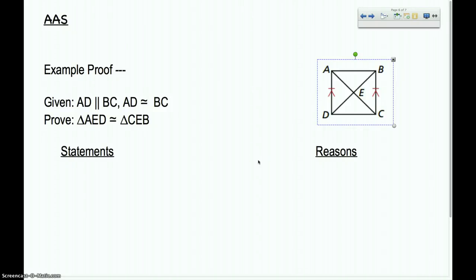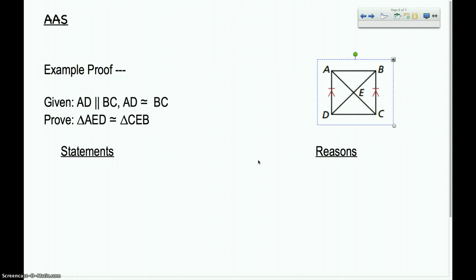The fourth method is angle, angle, side, AAS, right? So now the side is non-included. We can kind of see that. It's written over there on the edge, okay? That means that it's not formed by the two angles that we care about, the two angles we prove congruent. The side between them doesn't work anymore. We need a non-included side.